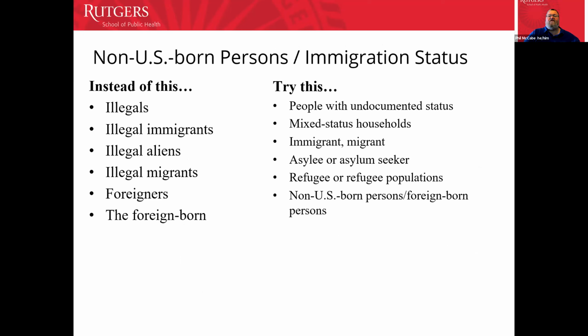However, the terms that we have often used could actually be considered very offensive when we start saying illegals, illegal immigrants, illegal migrants, foreigners, the foreign born. So we can start improving by referring to individuals as people with undocumented status, mixed status households, immigrant, migrant, asylum seeker, refugee or refugee populations, or non-US born persons or foreign born persons, okay?